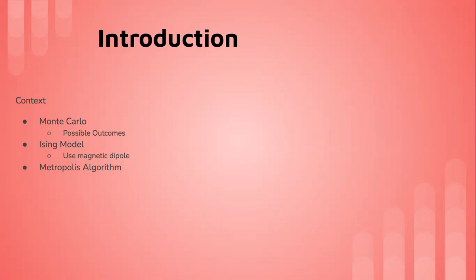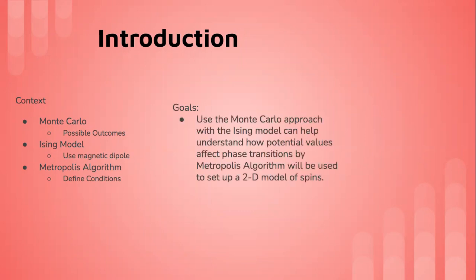The Metropolis algorithm is an algorithm that defines all conditions in order to calculate the microstates that the molecule will undergo. The important thing to remember is it defines the conditions. The goal is to use a Monte Carlo approach with the Ising model that can help understand how potential values affect phase transitions, using the Metropolis algorithm to set up a 2D model of spins.